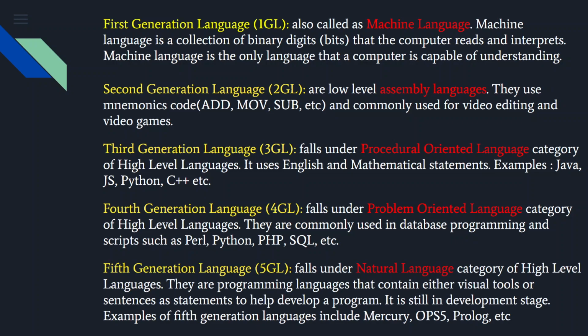Fifth generation language falls under the natural language category of high level language. They are programming languages that contain either visual tools or sentences as statements to help develop a program. It is still in the development stage. Examples of fifth generation language include Mercury, OPS5, Prolog, etc.